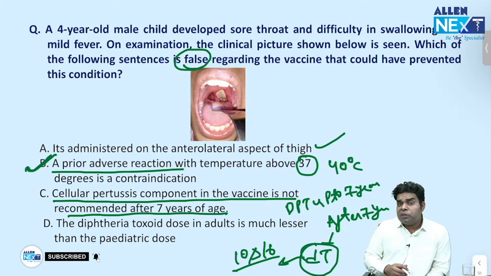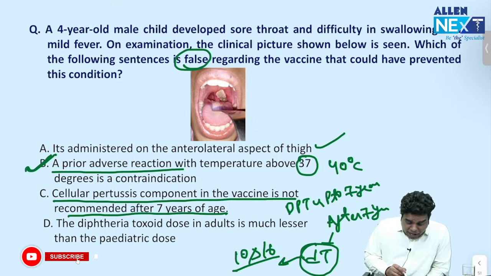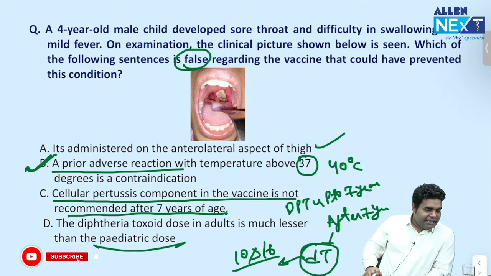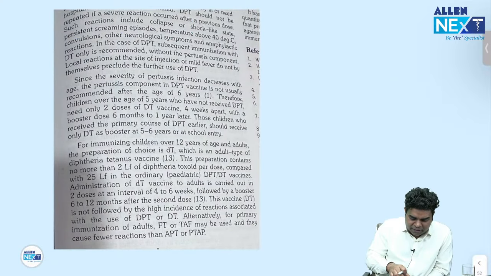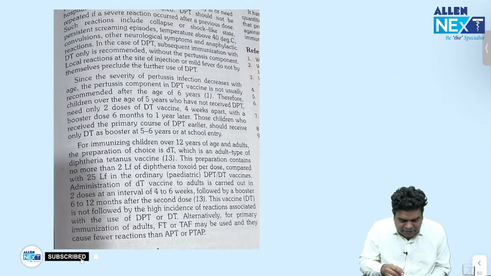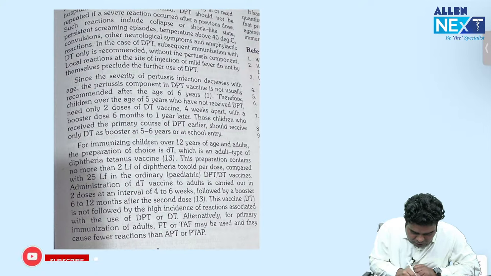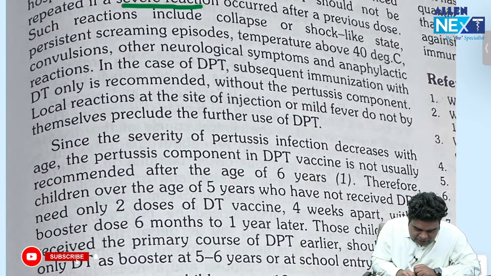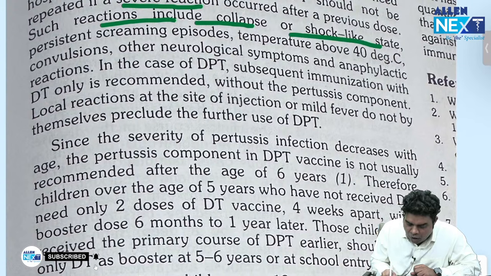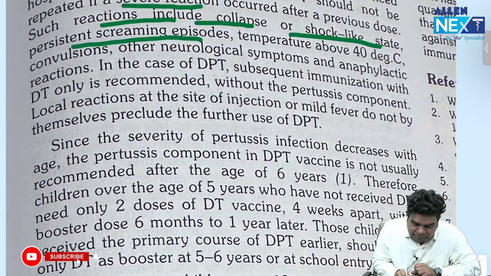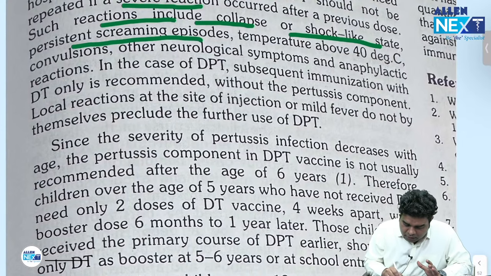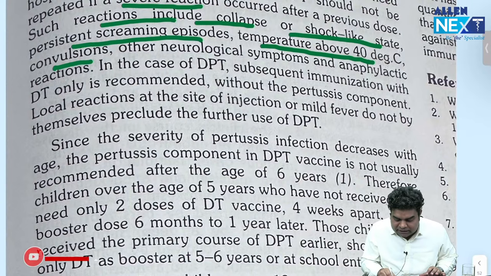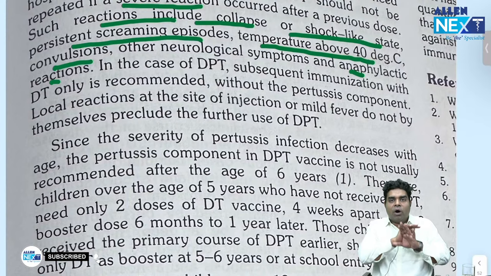So now come to the fourth option. It has written that diphtheria toxoid in adults is less as compared to the pediatric dose. Quite surprising. Pediatric high, adult less. So then I confirmed this with the Park textbook before starting this session. And you can see here two, three things. First thing you can see is what is the adverse reaction where you stop it. So they have written: reaction including collapse or shock-like state, persistent screaming episode, inconsolable cry, temperature above 40 degrees Celsius, convulsions or neurological symptoms, anaphylactic shock, these are contraindications.